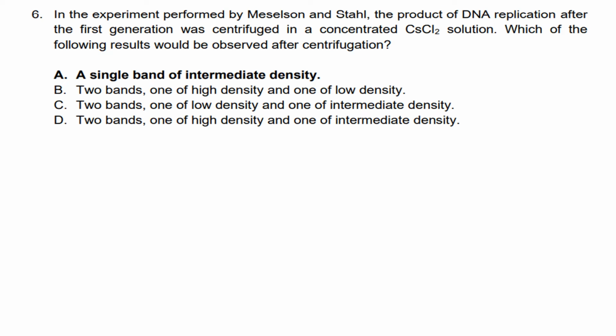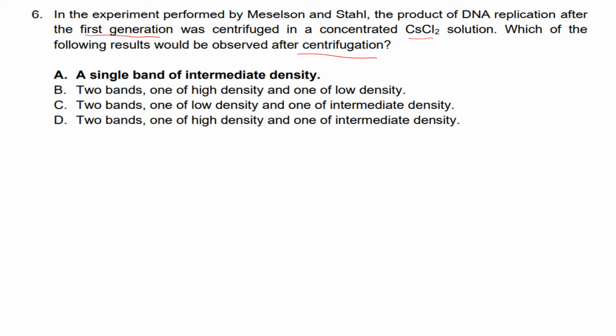Question 6. In the experiment performed by Meselson and Stahl, the product of DNA replication after the first generation was centrifuged in a concentrated cesium chloride solution. Which of the following results would be observed after centrifugation? In the experiment, these two scientists carried out an experiment to prove that DNA replication occurs according to the semi-conservative model.